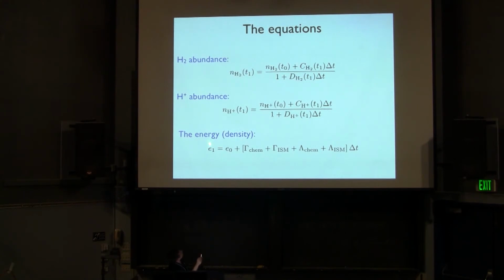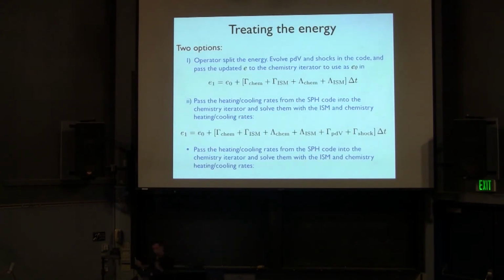The energy equation: you're going to go in with some energy E naught, and then you're going to be evolving over time dt. There's going to be chemical heating and cooling. So gamma is heating in this notation, and the cooling is given by lambda. You're going to have chemical heating, ISM heating, and then chemical cooling, ISM cooling, and you're going to be multiplying that by the time step dt. However, now you have two options of how to solve the energy equation.